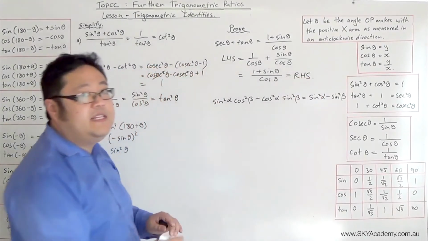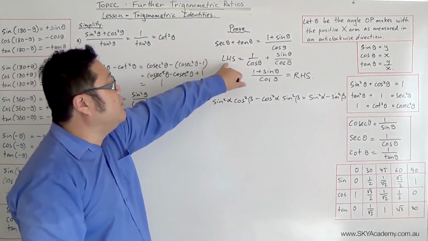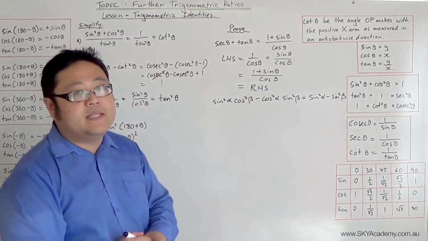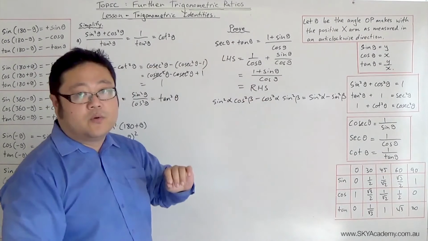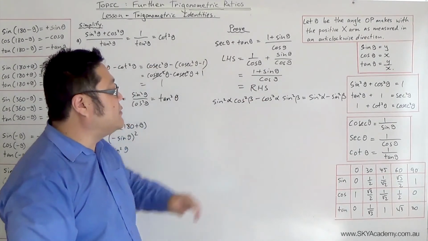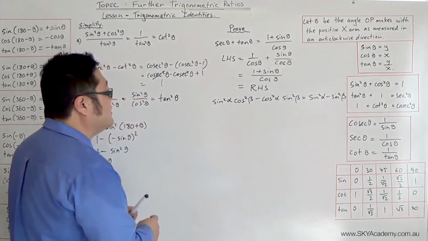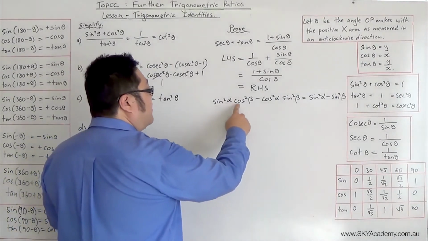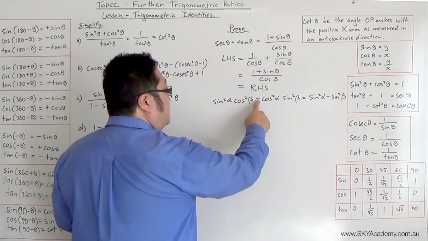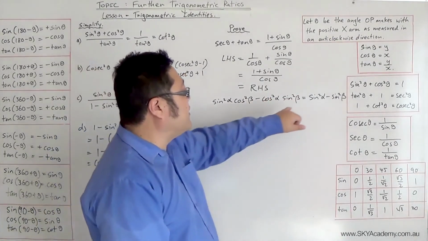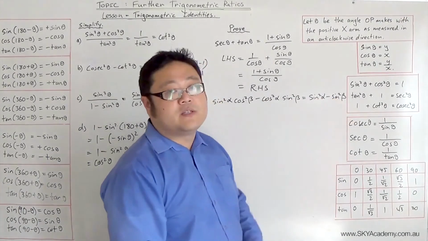So I did a fairly easy one for the first one. We moved from the left-hand side and we got the right-hand side. So that's the basic premise behind doing these sort of questions. I'll do the next one for you. It looks a little bit more complicated. You've got sine squared alpha cos squared beta minus cos squared alpha sine squared beta, and we've got to show that that's equal to sine squared alpha minus sine squared beta.